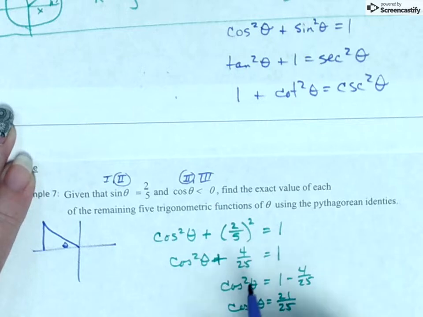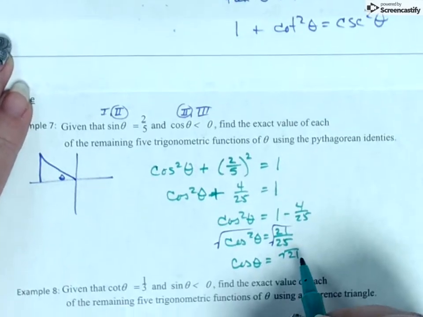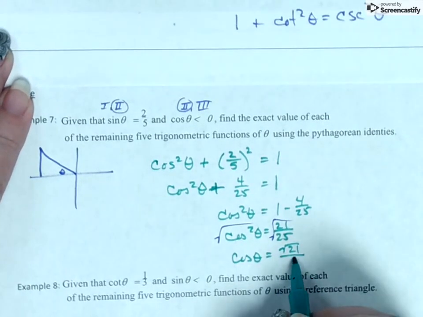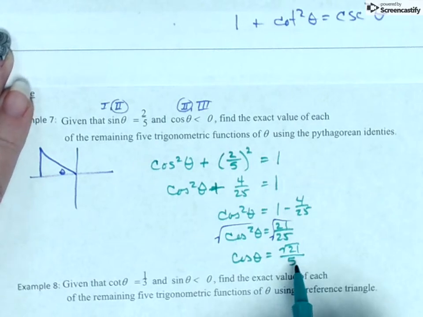Now, when I take the square root of both sides, which I'm allowed to do, I will get cosine of theta equals the square root of 21, because I don't know what that is, over 5, because the square root of 25 is 5.